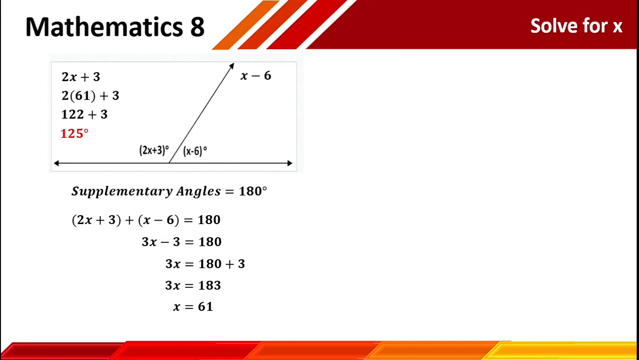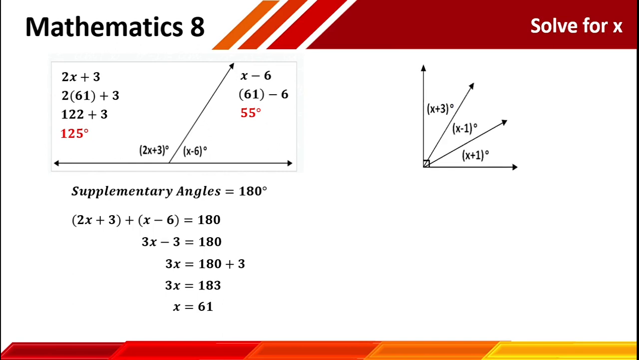Next, on the other side, we have x minus 6, or simply 61 minus 6. It is also equal to 55 degrees. To check whether your answer is correct, just add the two angles. So we have 125 plus 55, which is equal to 180. Next, let's have this given figure.